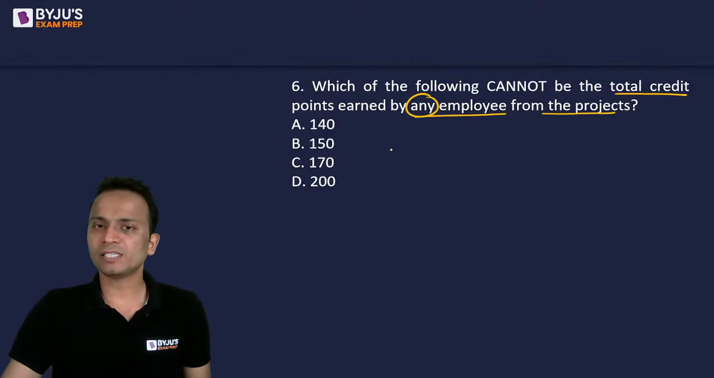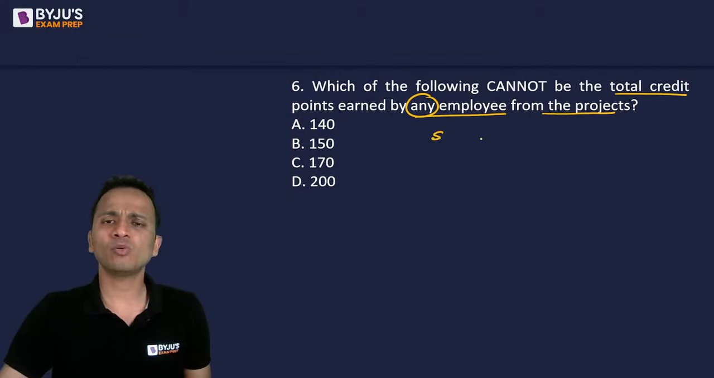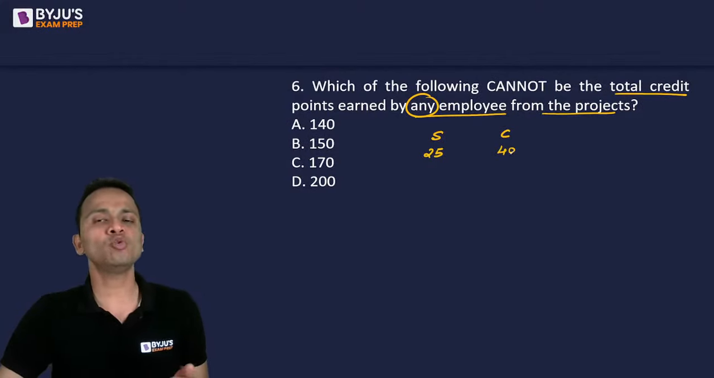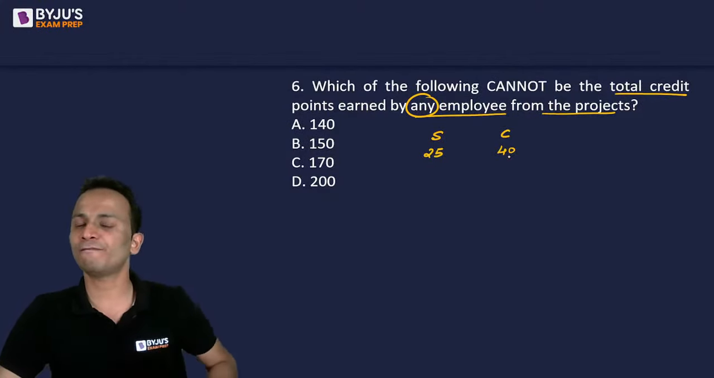So, if I consider any employee, he can either work on a standard project or on a challenging project. If he works on a standard project, how much money does he get? Yes, he will earn 25 rupees, 100 divided by 4. And on a challenging project? 200 divided by 5, he will get 40.